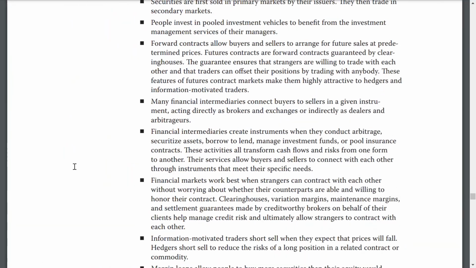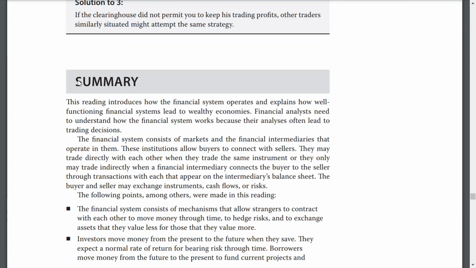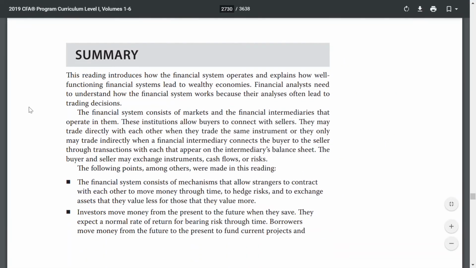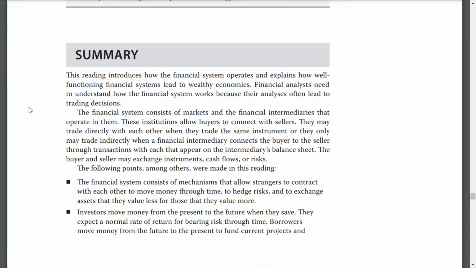Okay, summary. This reading introduces how the financial system operates and explains how well-functioning financial systems lead to wealthy economies. Financial analysts need to understand how the financial system works because their analysis often leads to trading decisions.